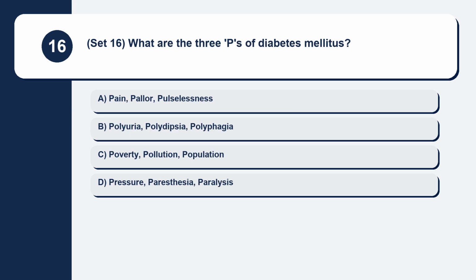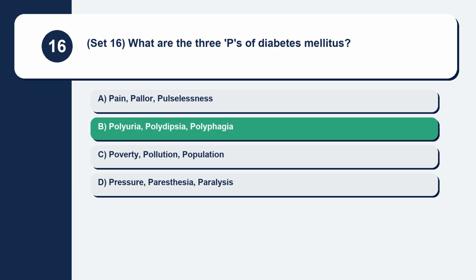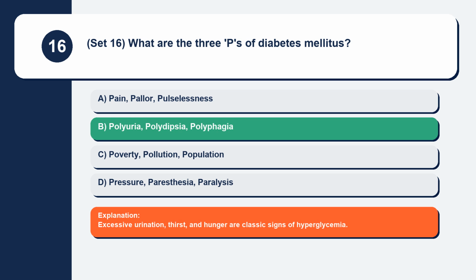Question 16. Set 16. What are the 3 P's of diabetes mellitus? Pain, pallor, pulselessness; polyuria, polydipsia, polyphagia; poverty, pollution, population; pressure, paresthesia, paralysis. Excessive urination, thirst, and hunger are classic signs of hyperglycemia.